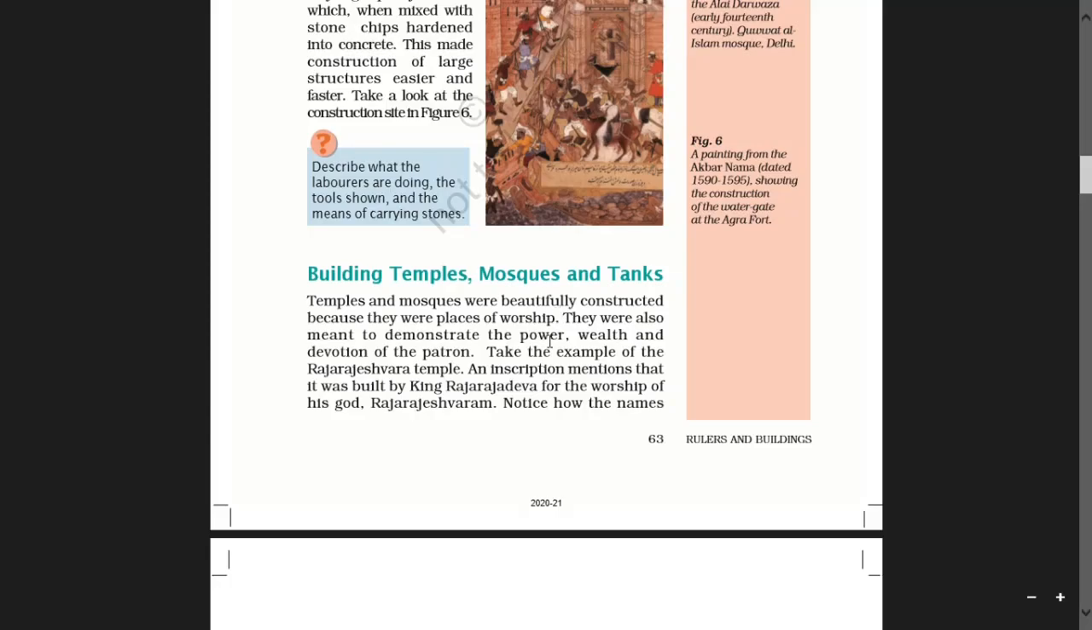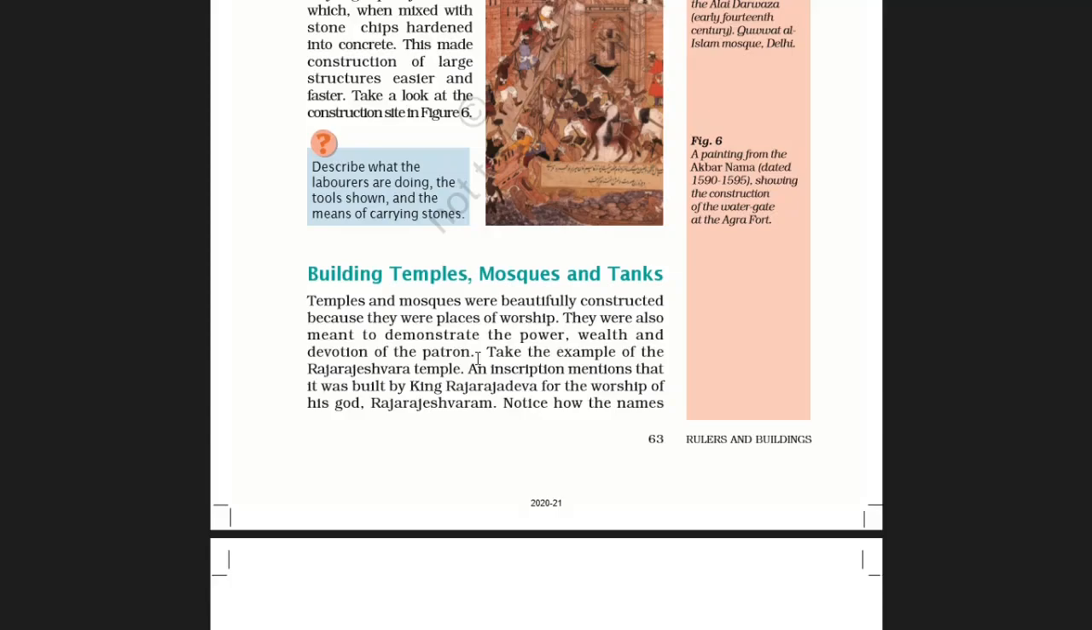They were also meant to demonstrate the power, wealth, and devotion of the patron. Here, they were also meant to show the significance of this. What does demonstrate indicate? Demonstrate means give a practical exhibition and explanation. It gives a practical exhibition and explanation about the power, wealth, and devotion of the patron. Patron means a person who supports with money, and devotion means love or loyalty.